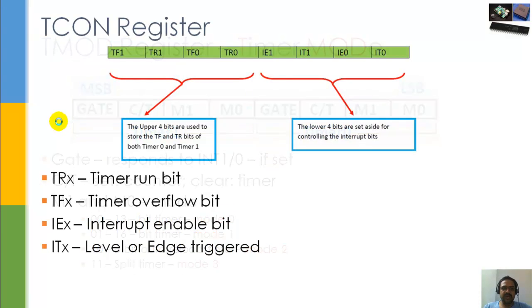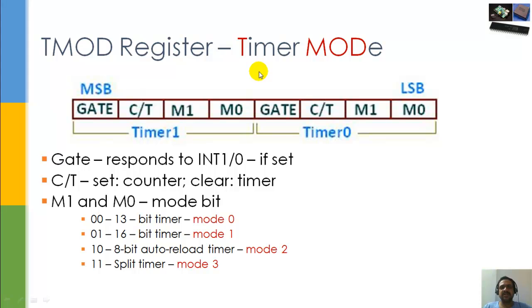Once again, if you go to the TCON register, you can see it's a mix. The upper 4 bits are for both timer 0 as well as timer 1. The lower 4 bits are for both timer 0 and timer 1. So you have a combination here. Whereas in the TMOD register, it is very clear. The lower 4 bits are for timer 0. The upper 4 bits are for timer 1. Whether it is for timer 0 or timer 1, the functionality is the same.